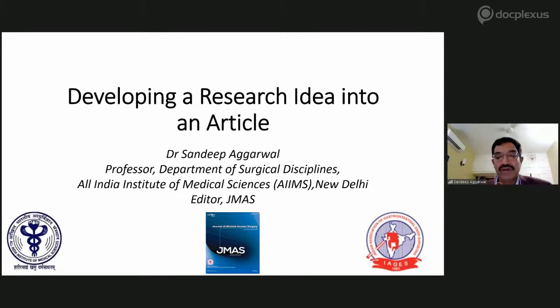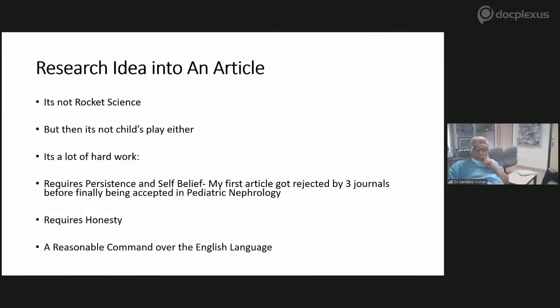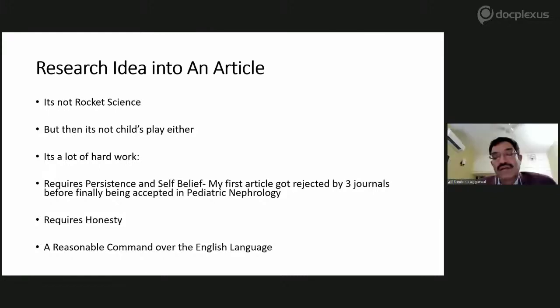So once again, thank you, Dr. Goyal, Dr. Sandeep Kumar, Dr. Anil Sharma, Dr. Bhandarkar for giving me this opportunity. When you say convert a research idea into an article, we all know this is not rocket science. Dr. Anil Sharma has already talked about why we need to publish in this current era. Not only for the academic surgeons, but also surgeons in practice who are doing a good volume of surgery, for younger surgeons, for anybody who's interested in sharing their knowledge. So we certainly know anybody can do it. It's not rocket science, but it's not child's play either.